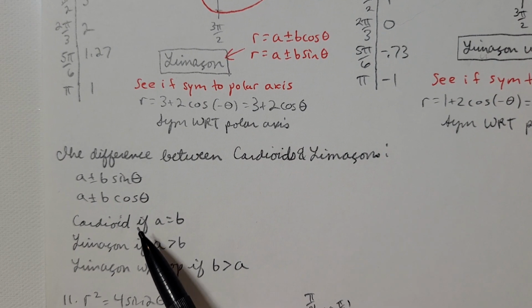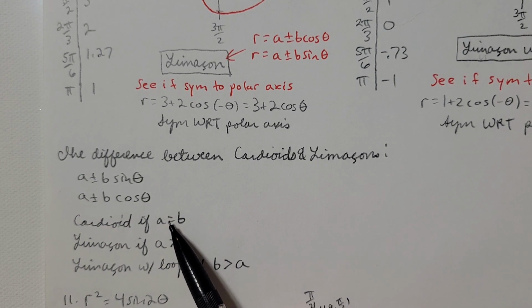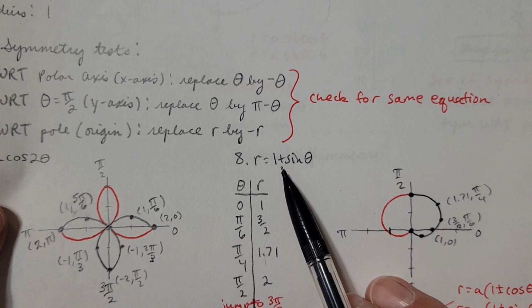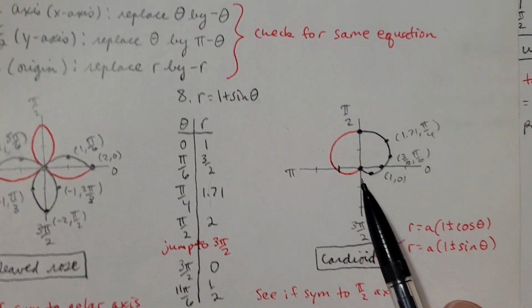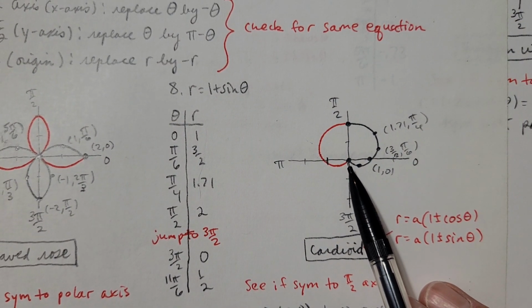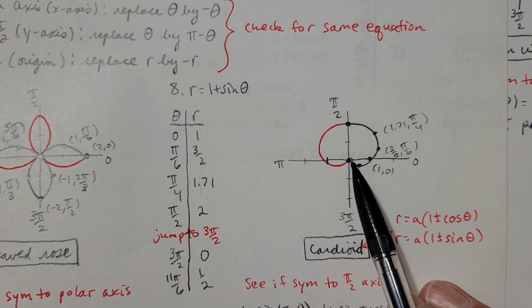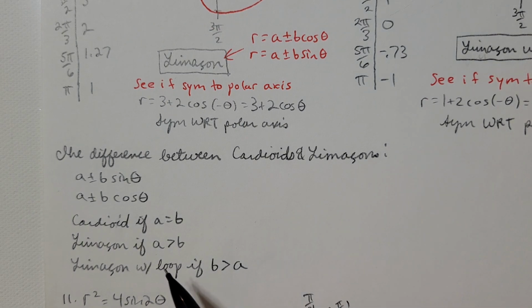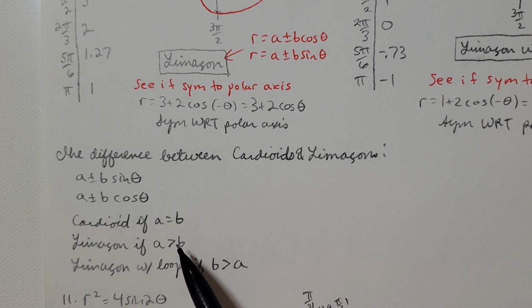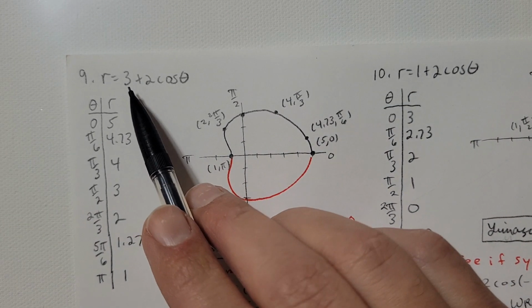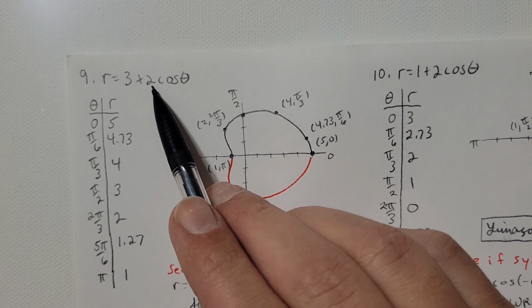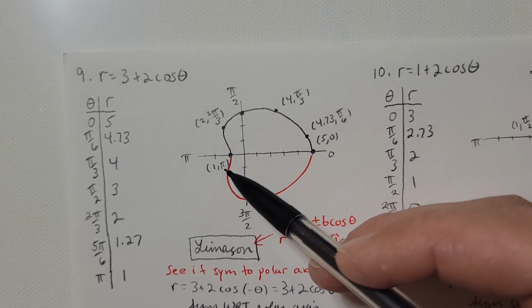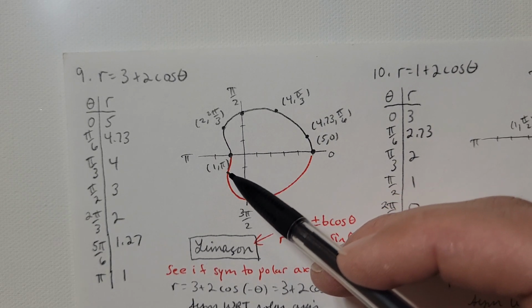So you're going to have a cardioid if a is equal to b. Well, that's what we had in problem 8. a and b are both 1, and I have a cardioid, which means that there's a sharp turn right here at the cusp. And you're going to have a limaçon whenever a is bigger than b. So like a is 3 and b is 2, I'm going to have a limaçon, and there's a nice smooth turn through this point here.